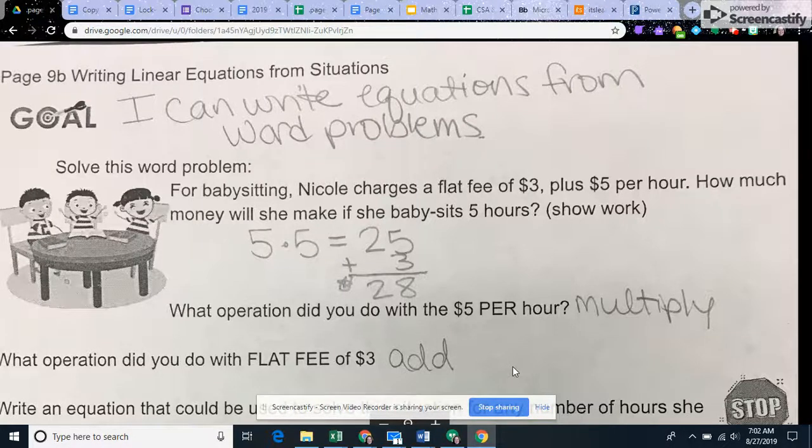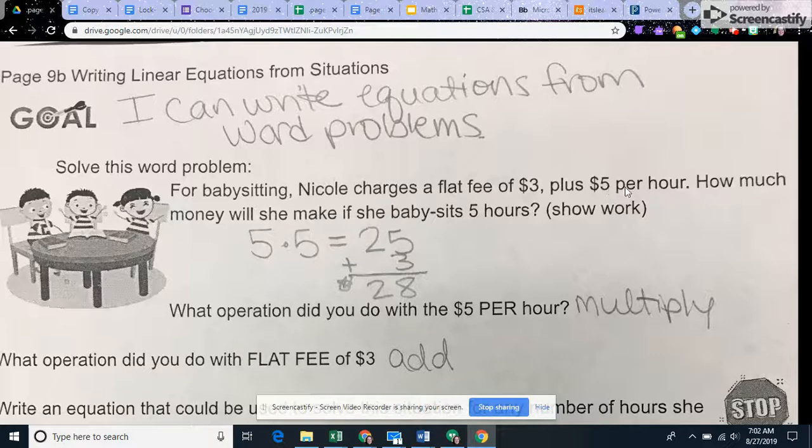Hi, on page 9b and 10, our goal is that we can write equations from word problems. So I want you to start first by solving a word problem, and then I'm going to show you how you can make it into an equation. So it says for babysitting, Nicole charges a flat fee of $3 plus $5 per hour. How much money will she make if she babysits for 5 hours?